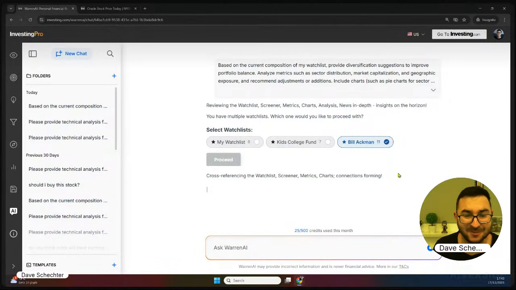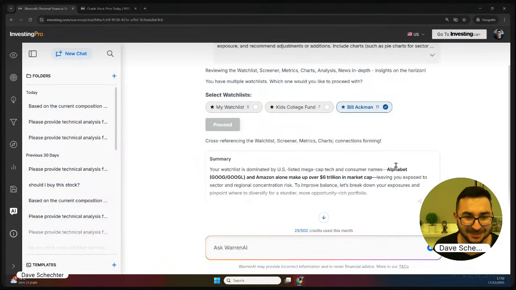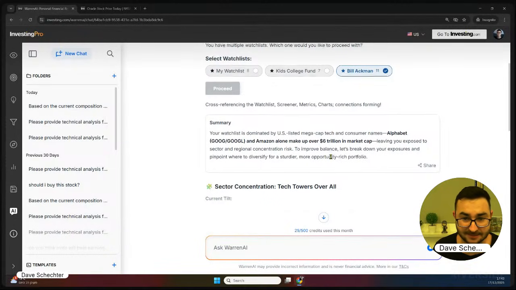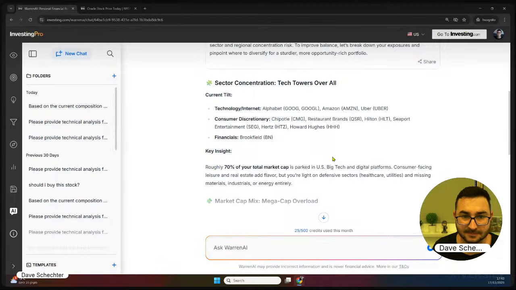Just bear with me for a moment. When we're live streaming, sometimes things can go a little bit slower. Oh, here we go. Okay. So here it provides a summary. We see that this watch list is dominated by US mega cap tech stocks. It's also leaning towards consumer discretionary, which we already identified using the tools inside the Ideas tab.